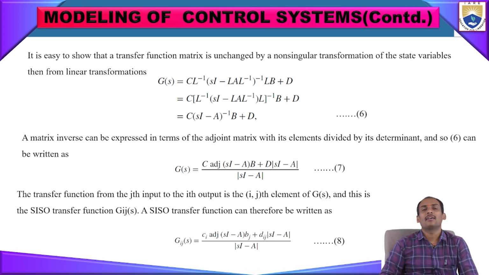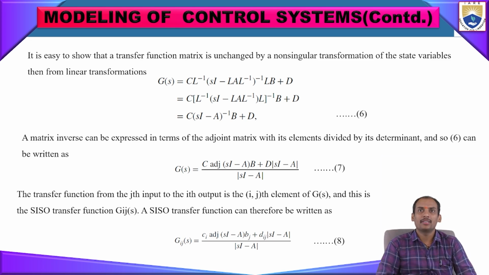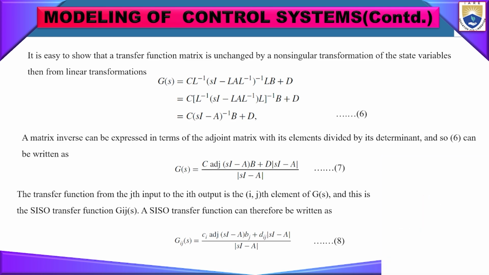Then we multiply L inverse with everything. So that will be L inverse into C into Si minus L inverse into LB plus D. Then if we take L inverse out as common, that will be L inverse of Si minus L inverse AL, L inverse into B plus D. Then in total we can write it as C of Si minus A inverse of B plus D.